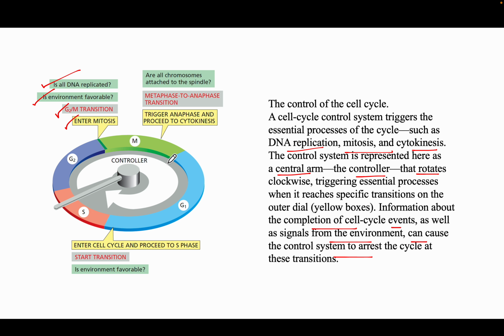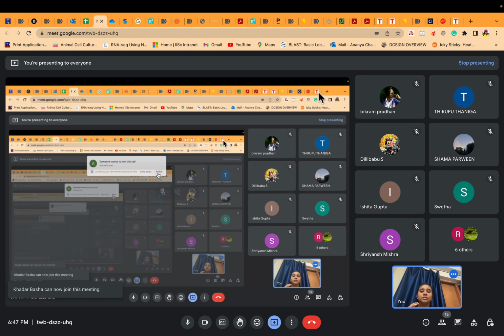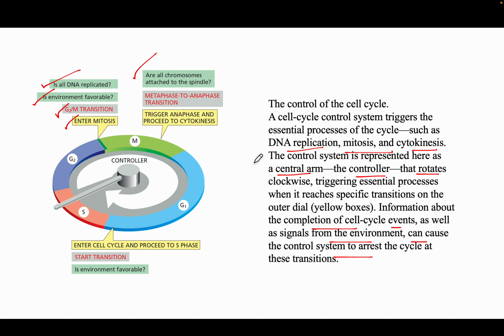During the M phase, the question is: are all the chromosomes attached to the spindle? We know that in the cell division process, the chromosomes need to attach to the spindle microtubules, and only then can the chromosomes get separated and go to two different poles, so that the cell division will be appropriate. So if the answer is yes, that all chromosomes are attached to the spindle, then the metaphase to anaphase transition happens. Then it triggers anaphase and proceeds to cytokinesis.